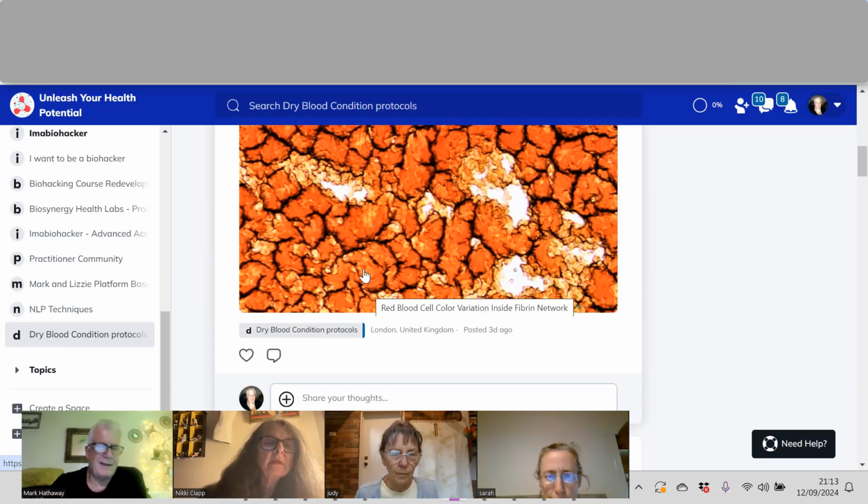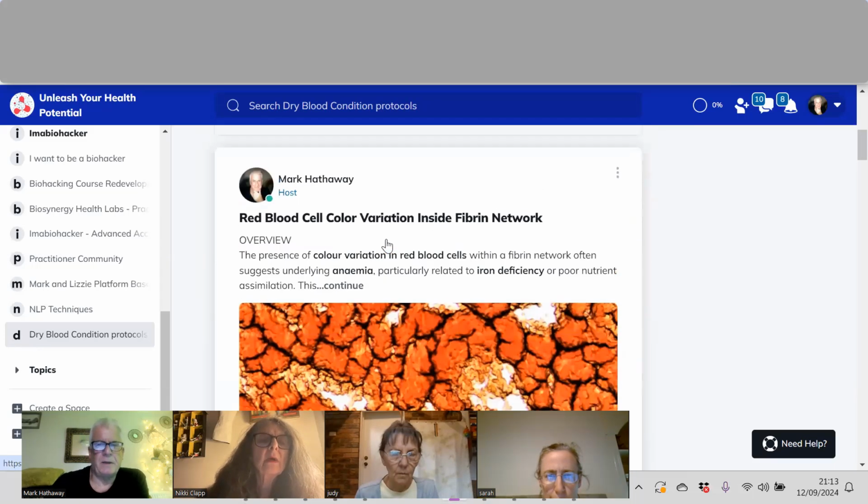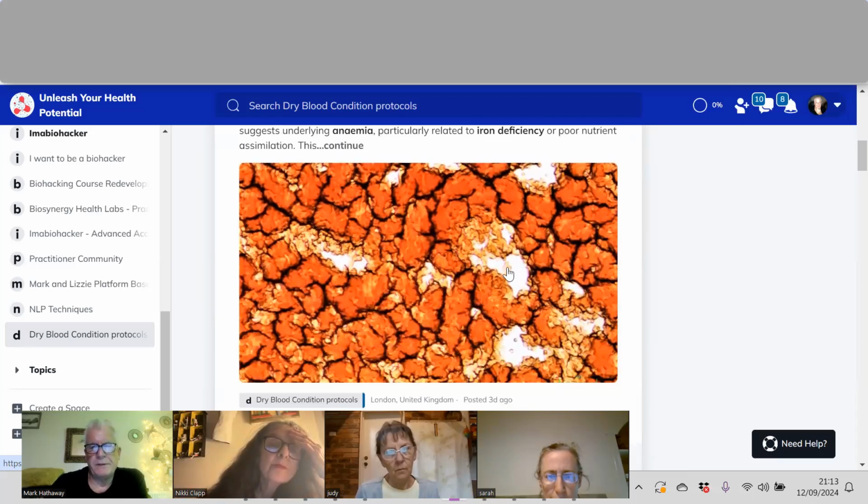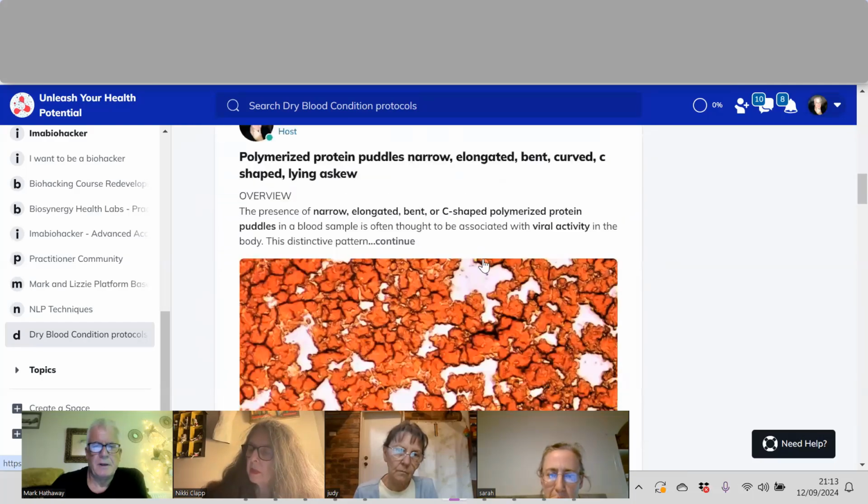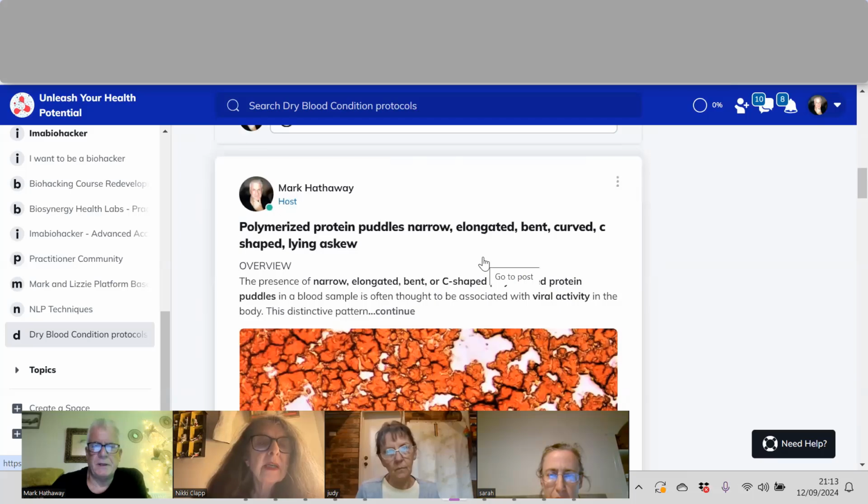Is that a liver one? No, that's not a liver. This is anemia, iron deficiency. See, they're a different shape. They haven't got a black halo. Different shapes, and they've got this discoloration, this orangey brownish type of cell around the edges.